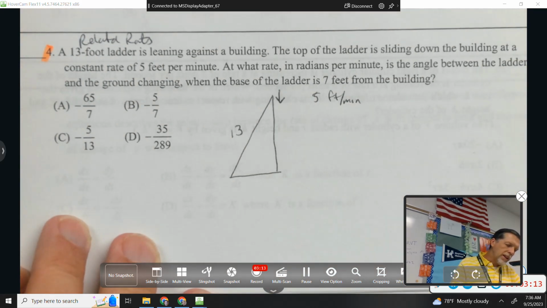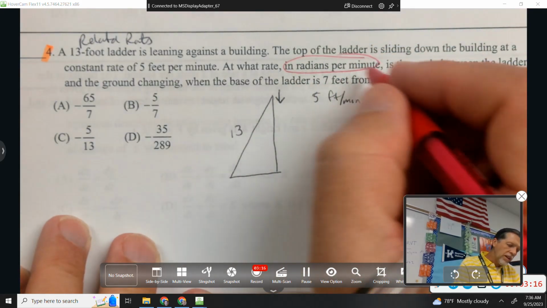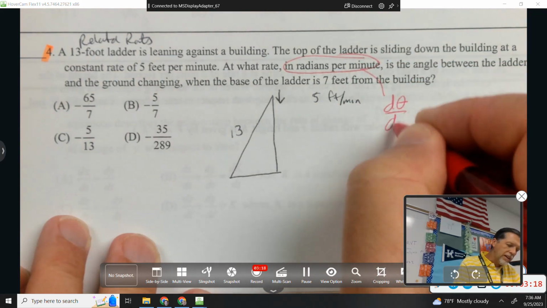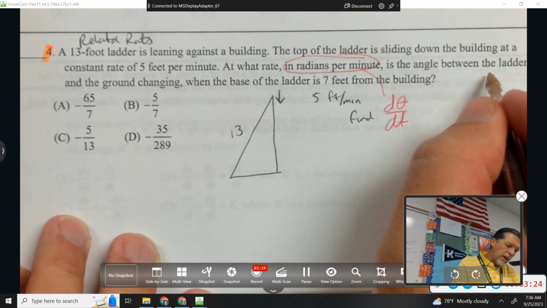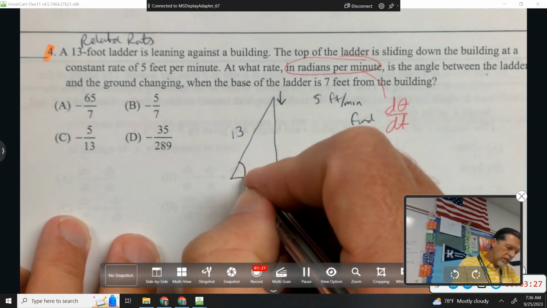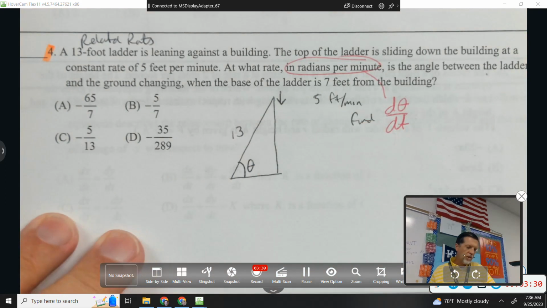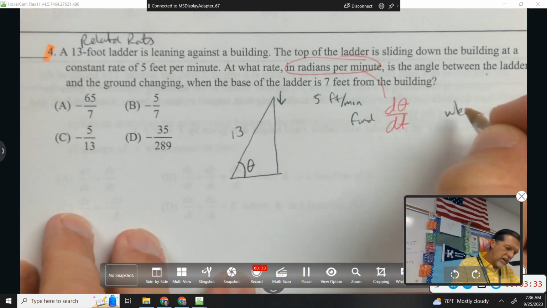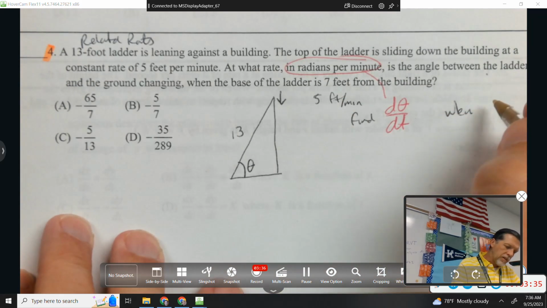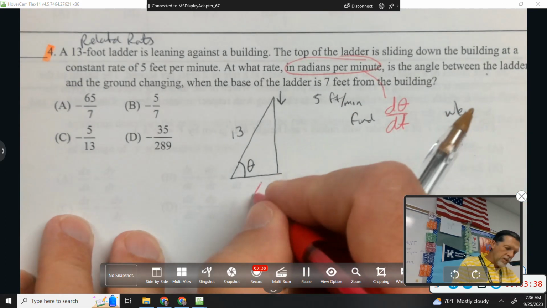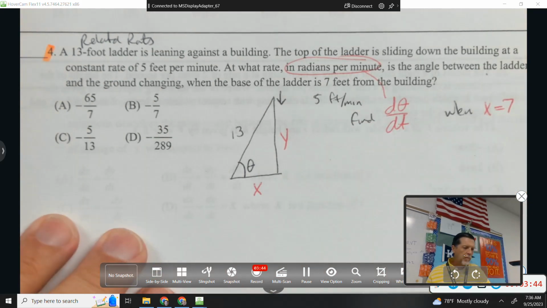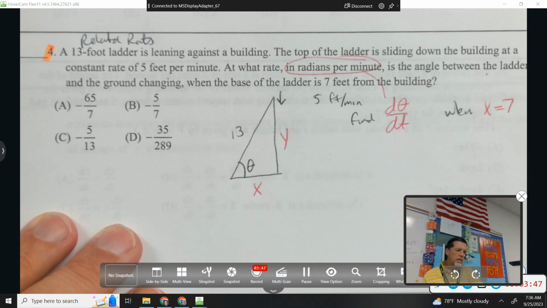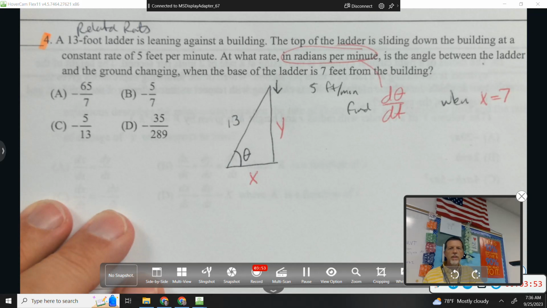At what rate in radians per minute, so we're looking for an angle, actually not really an angle, but a d theta dt, a change in angle. Find d theta dt. Is the angle between the ladder and the ground changing when the base of the ladder is 7 feet from the building? Well, let's label some of this stuff. So x and y. So when x is 7. Find d theta dt when x is 7.